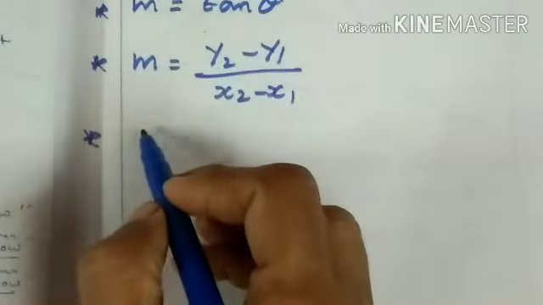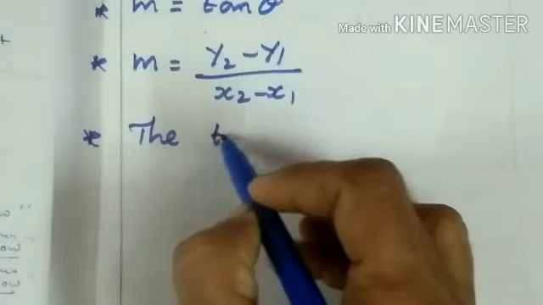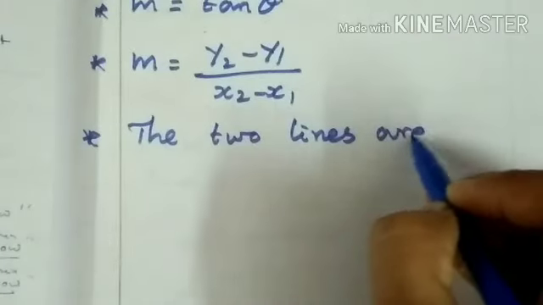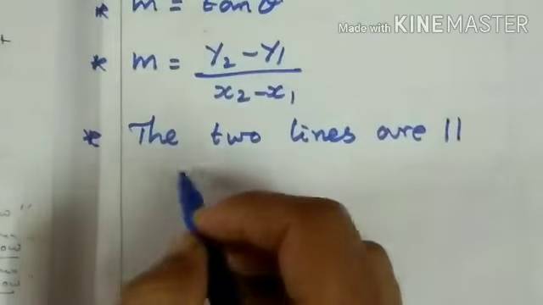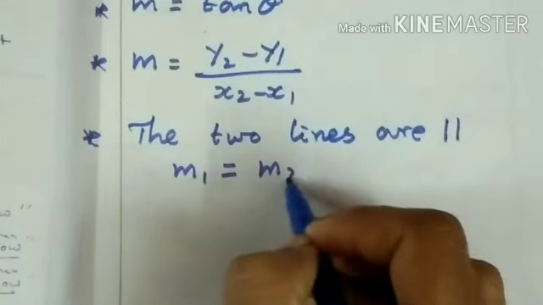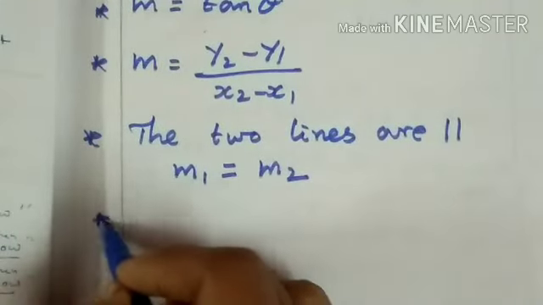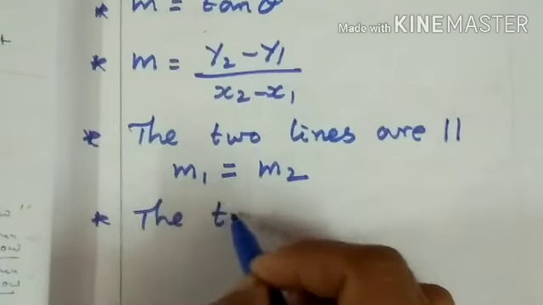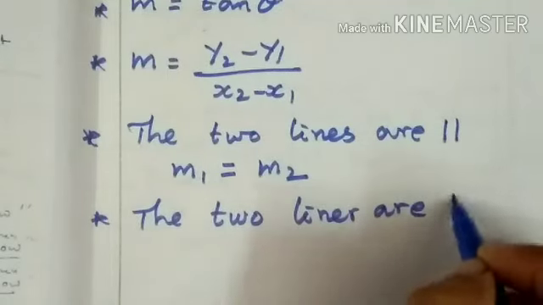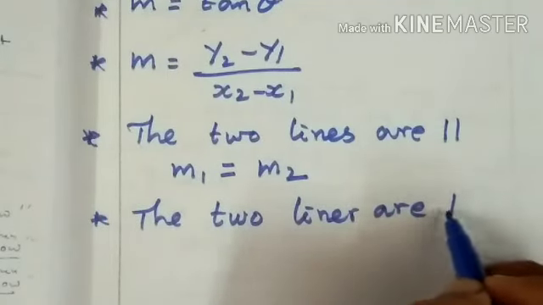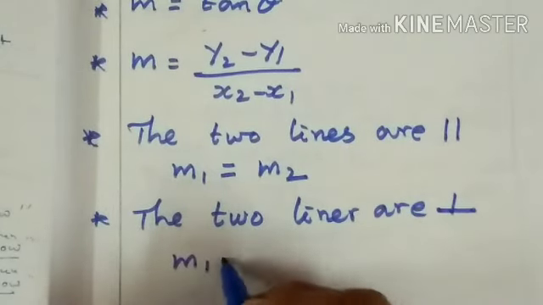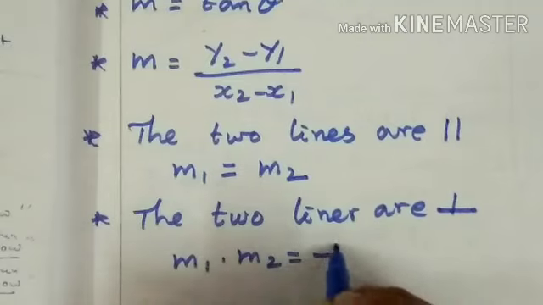If the two straight lines are parallel, then their slope must be equal, M1 is equal to M2. If the two lines are perpendicular, then the product of their slope is equal to minus 1.